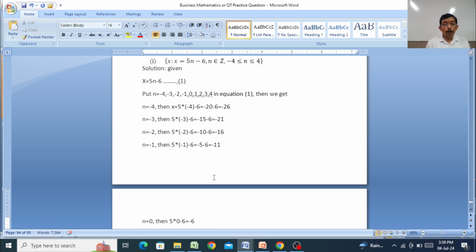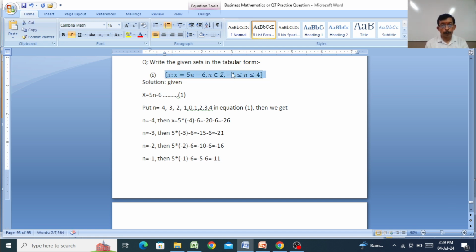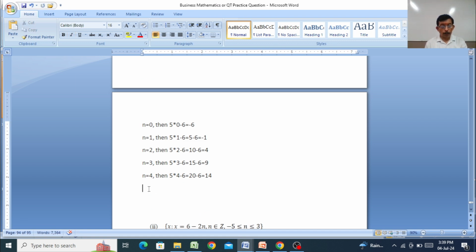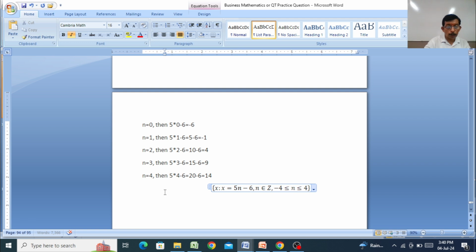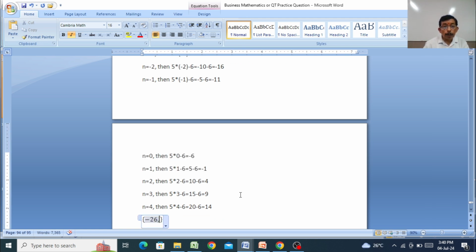Now the value of the given set is minus 26, minus 21, then minus 16, then minus 11, then minus 6, then minus 1, then 4, then 9, then 14.